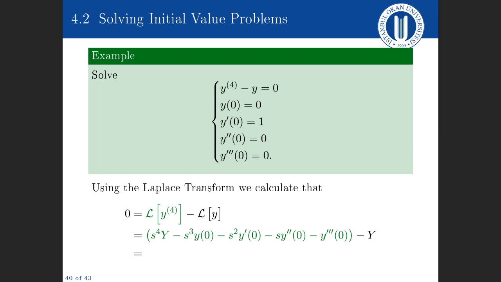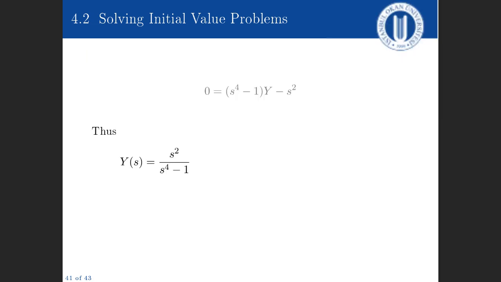We can put the numbers in because y'(0) is equal to 1, but the other 3 are equal to 0. That's 0, 0, 0, and we're going to get a 1 just here. So it's just s⁴ capital Y minus s² minus capital Y, or (s⁴ − 1) capital Y minus s². And that rearranges to s²/(s⁴ − 1).